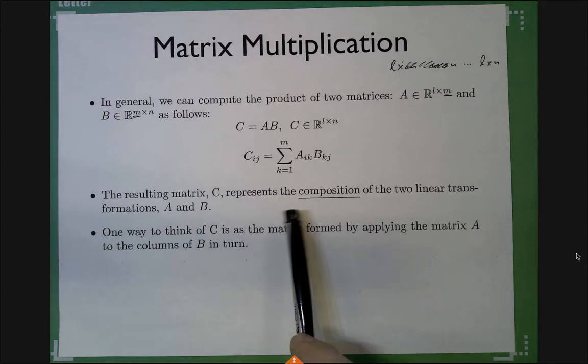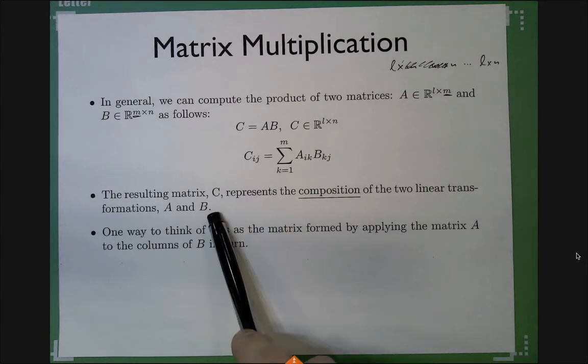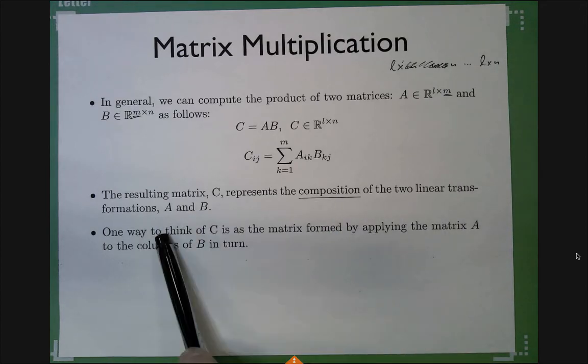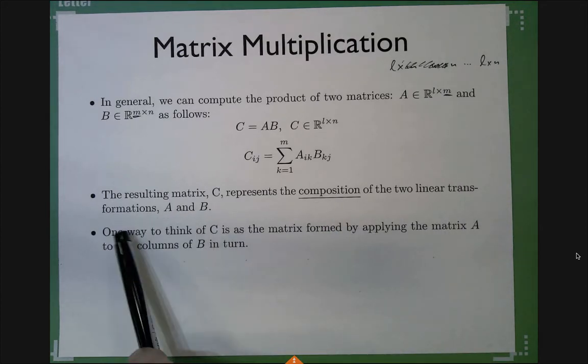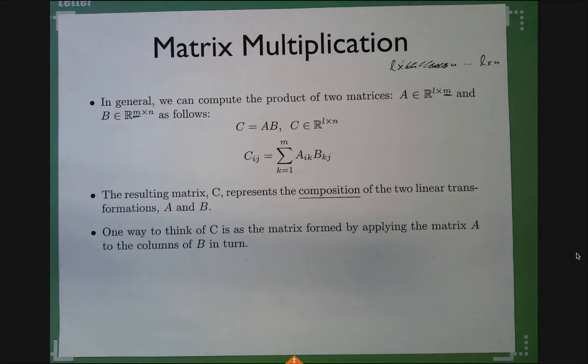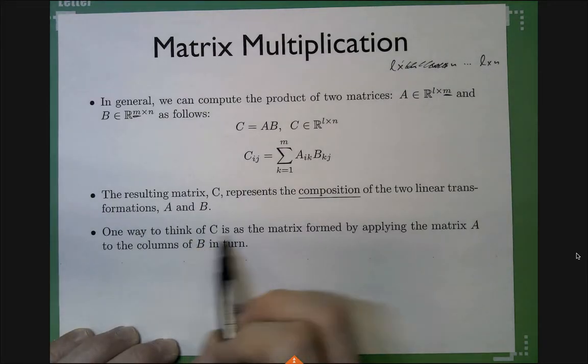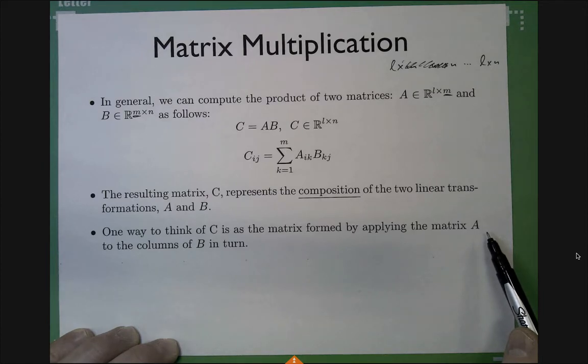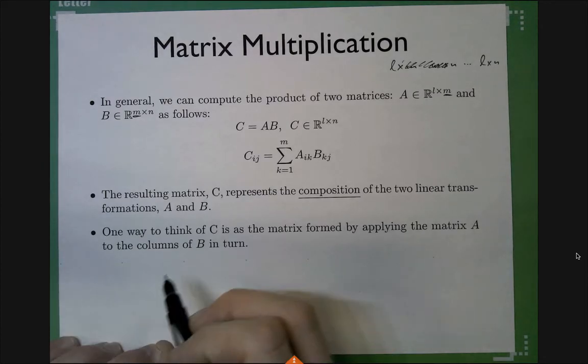Before I do that, let me just finish this slide. So this matrix C represents the composition of the two linear transformations, or more accurately, of the linear transformations represented by matrices A and B with respect to the standard bases. And here is one way to think about the C, as just a sequence of matrix vector products. Okay, I guess I will do the picture first.